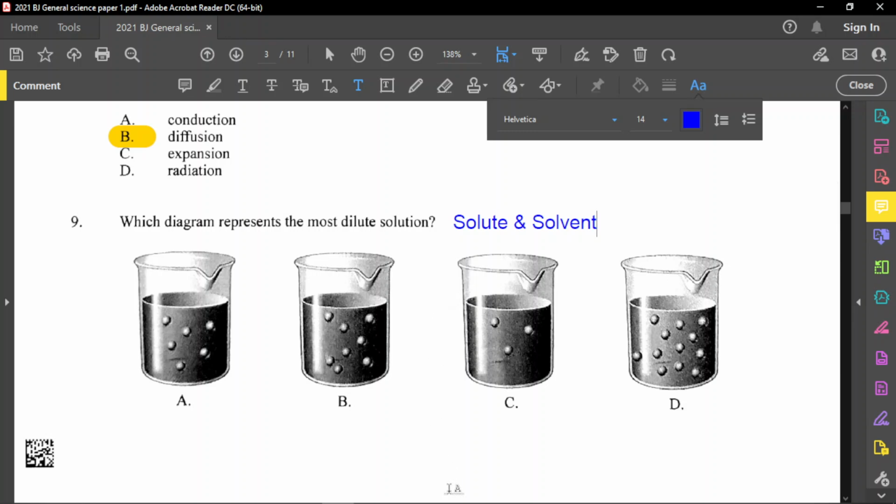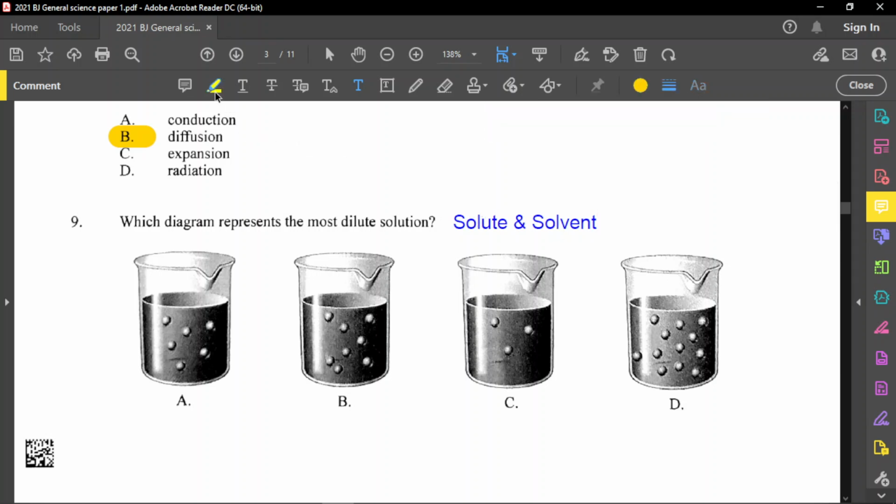Solute is what is dissolving in the solvent. Water, for example, is a solvent. Salt or sugar is a solute. If you look at the diagrams carefully, you see some small round circles. The round circles represent the solute, and the other darker portion represents the solvent, for example, water.